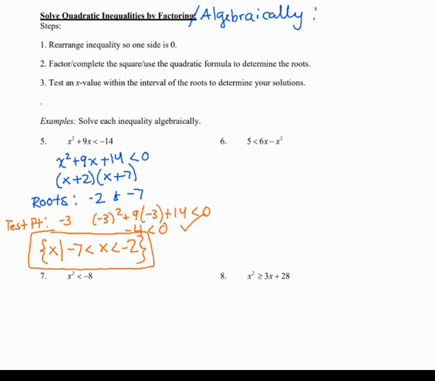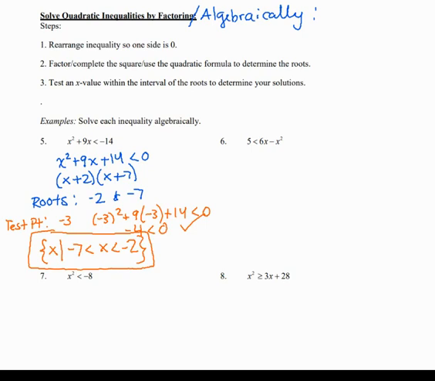So your test point can be anything. It can be in between the two, it can be on the outside. You can pick a nice value like 0 to make life easy on yourself. But you need to make sure you analyze to understand. Since we got a true statement, -3 is part of the solution, -3 is in between my roots, so that's why my solution should be all the values in between the roots.